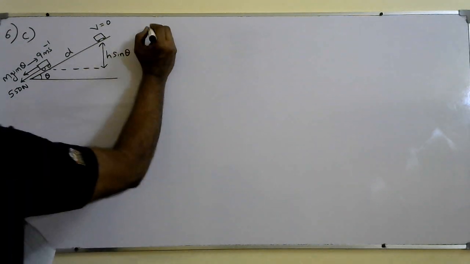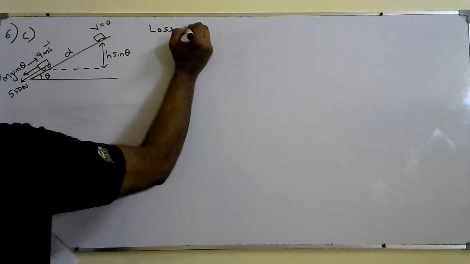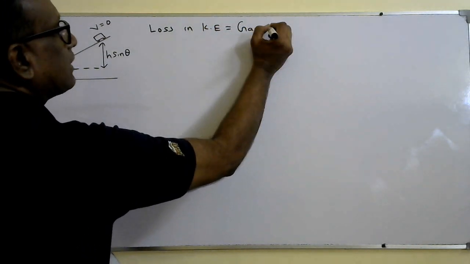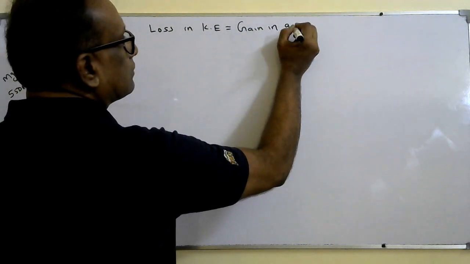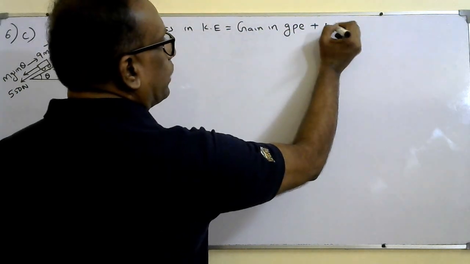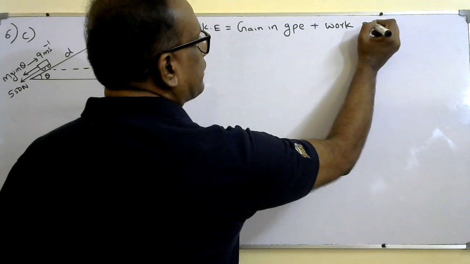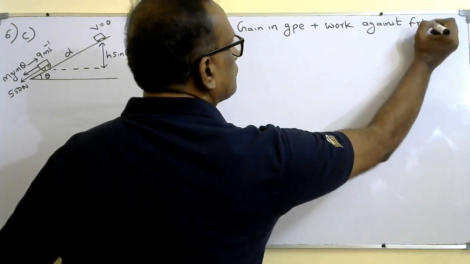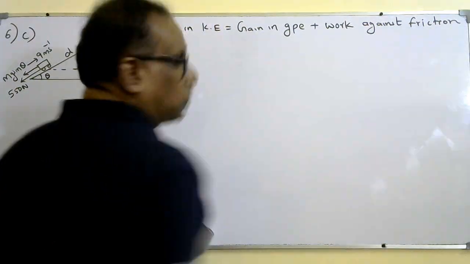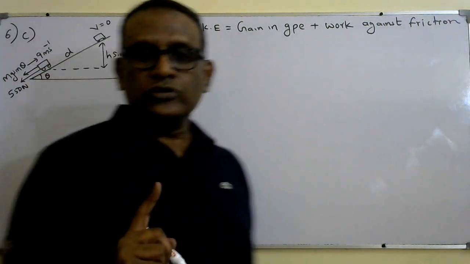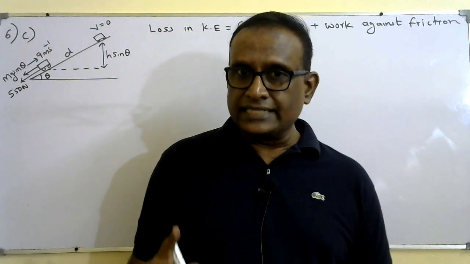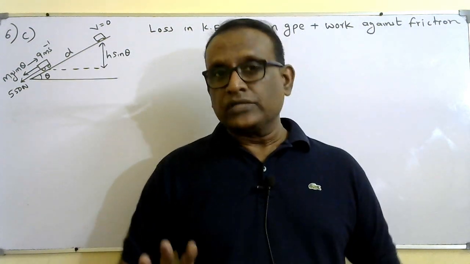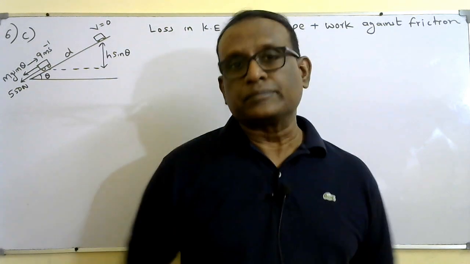We'll write here: loss in kinetic energy equals gain in GP plus work against friction. We can use Newton's second law here. We can find the deceleration, and then we can find the d. But we can't do it that way because they ask you to use the work energy principle.